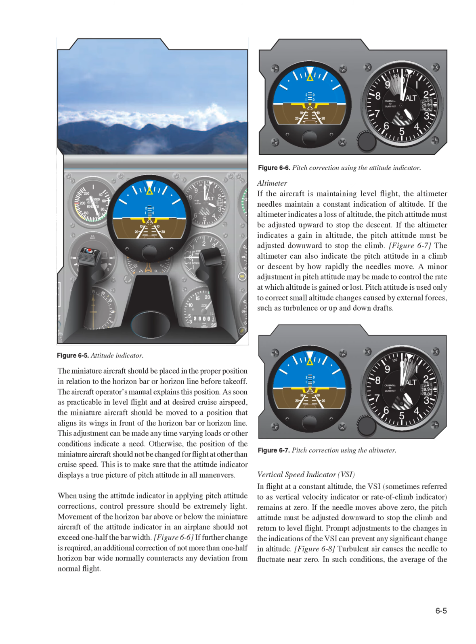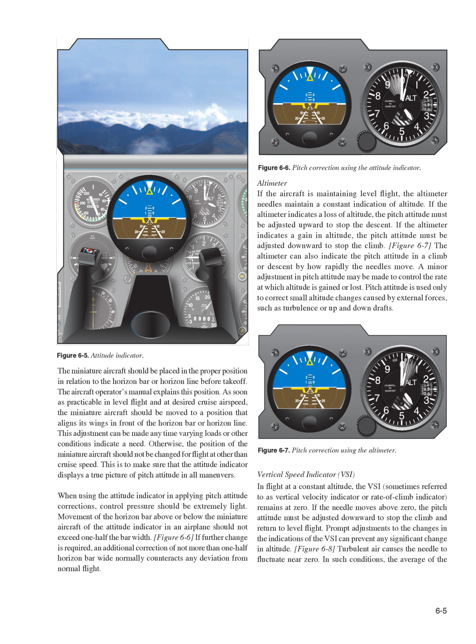The miniature aircraft should be moved to a position that aligns its wings in front of the horizon bar or horizon line. This adjustment can be made any time varying loads or other conditions indicate a need. Otherwise, the position of the miniature aircraft should not be changed for flight at other than cruise speed. This is to make sure that the attitude indicator displays a true picture of pitch attitude in all maneuvers.